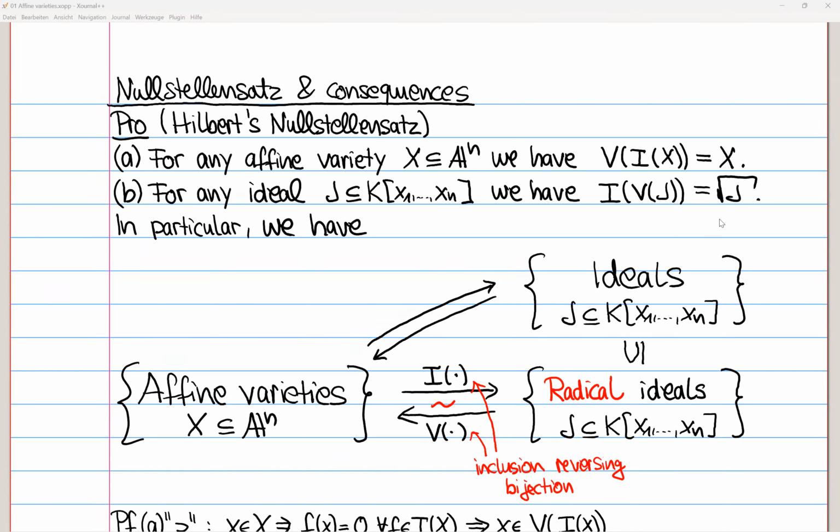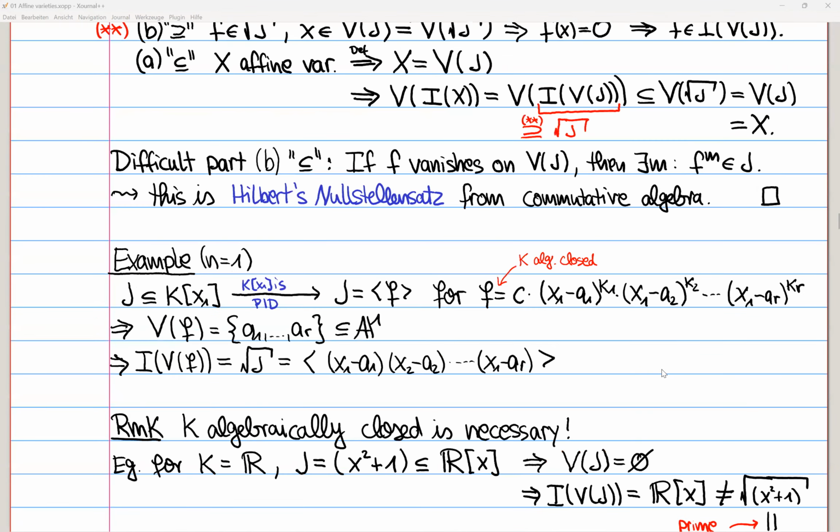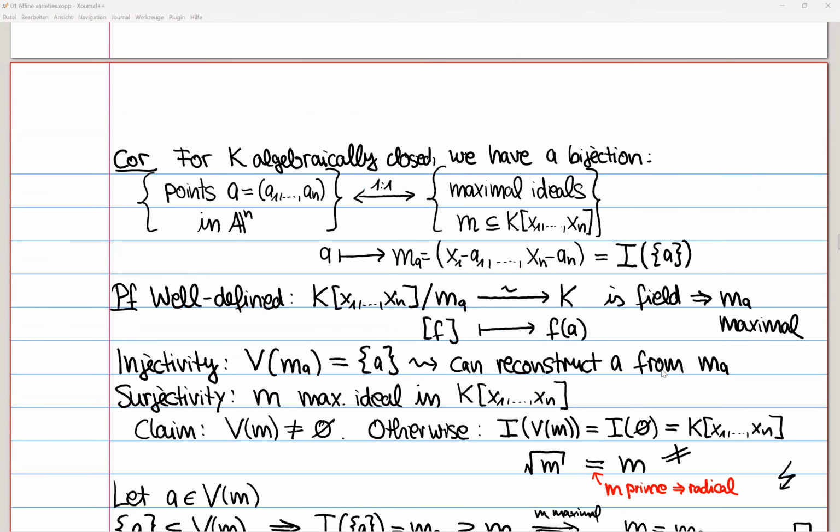And so this gives us in particular a bijective and inclusion reversing correspondence between affine varieties in A^n and radical ideals in this polynomial ring in n variables. And today we are going to see some consequences of this.